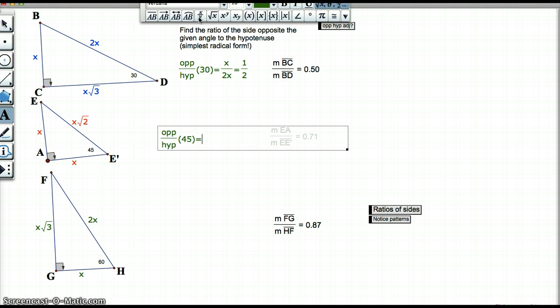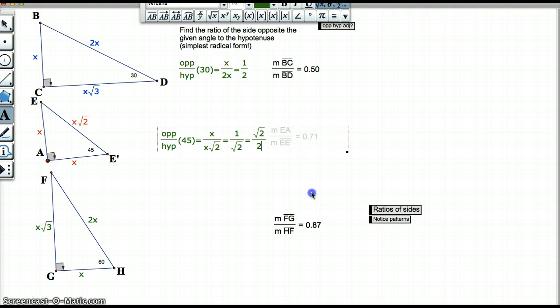And what's this going to equal? Well, opposite the 45-degree angle is an x, and the hypotenuse is x square root of 2. The x's are going to cancel out, and so then I'm going to get 1 over the square root of 2. But then we have to rationalize the denominator, right? So we're going to multiply by the square root of 2 over the square root of 2, and this is going to equal the square root of 2 divided by 2. So, right, because I'm multiplying by root 2 over root 2, and root 2 times root 2 is 2.